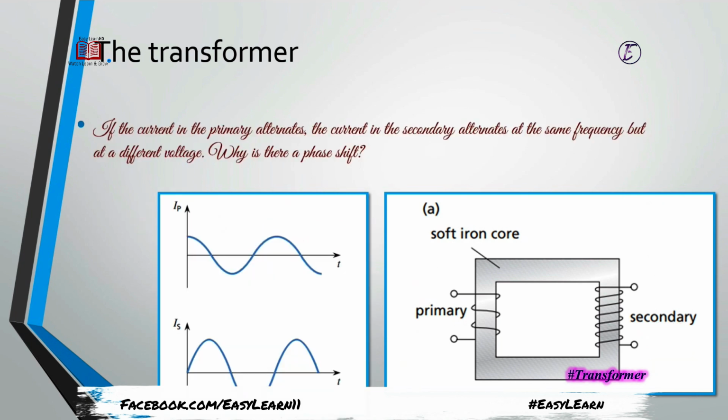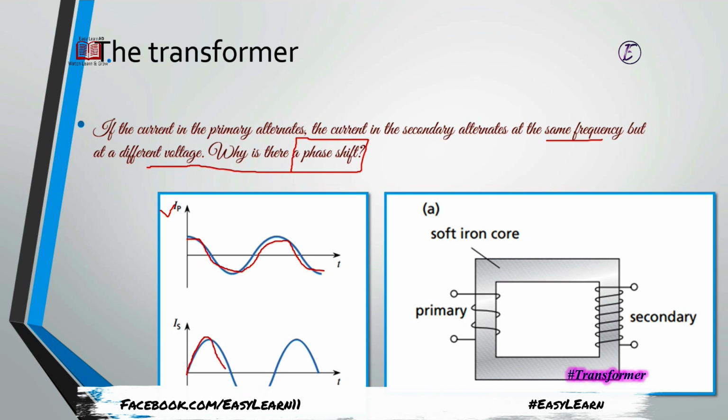So this is the question that comes for you. You have to answer this question. If the current in the primary alternates, meaning alternating current in the primary coil, as you know, this is the graph. In the secondary, alternating current is induced, no doubt, and the frequency is also the same. The main thing is the different phase shift. Why is there a phase shift? This is the current in the primary, and there is a phase shift.